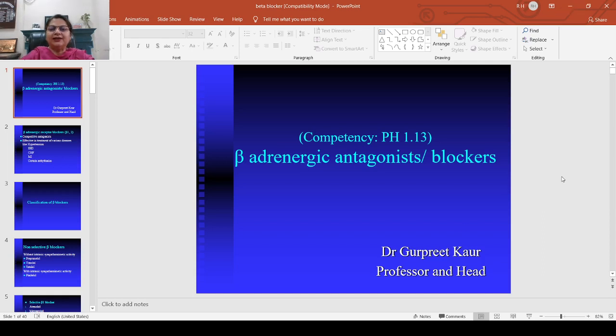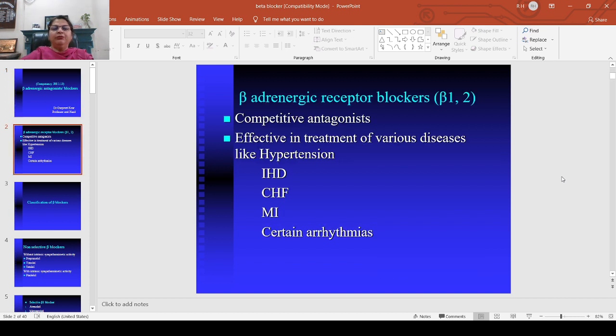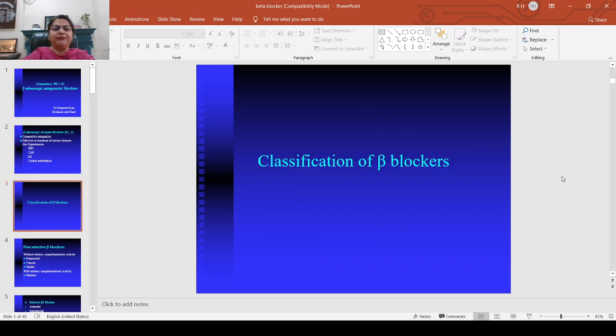Today we will be discussing competency 1.13, that is the beta-adrenergic antagonists, or we also call them beta blockers. Beta-adrenergic receptor blockers mainly act on beta-1 and beta-2 receptors. They have minimal effect on beta-3 receptors. They are competitive antagonists and they are effective in treatment of various diseases like hypertension, ischemic heart disease, congestive heart failure, myocardial infarction, and certain arrhythmias.